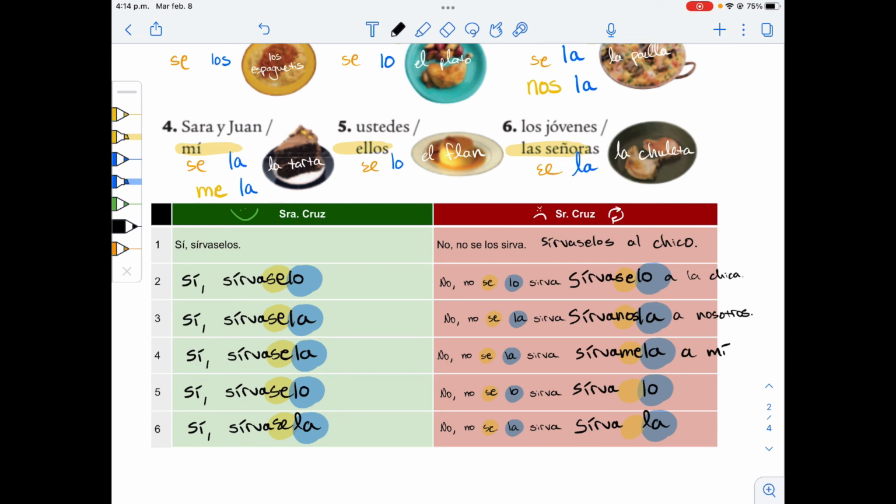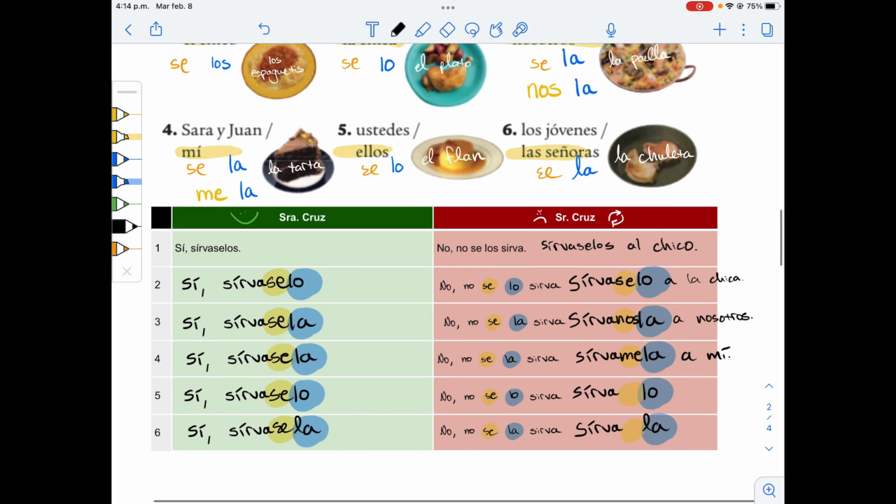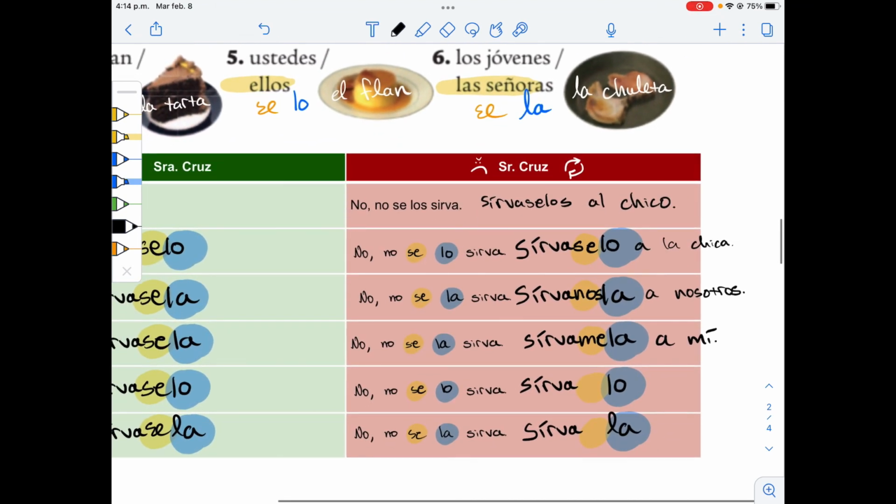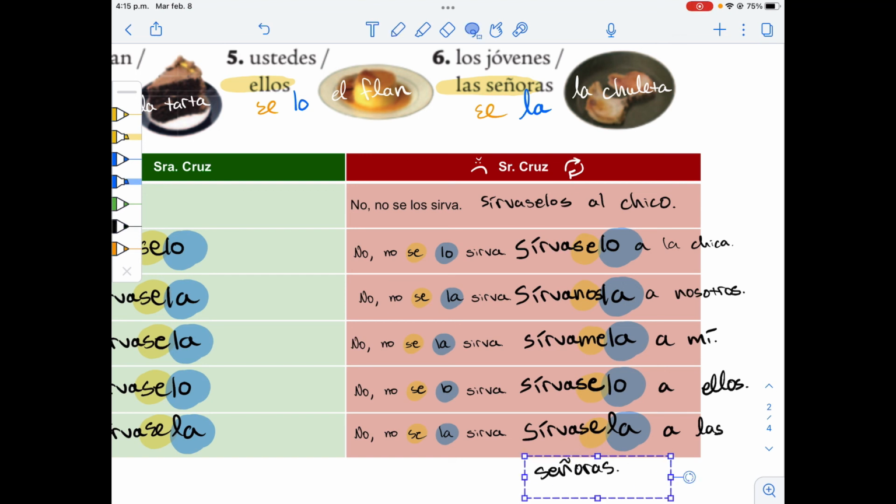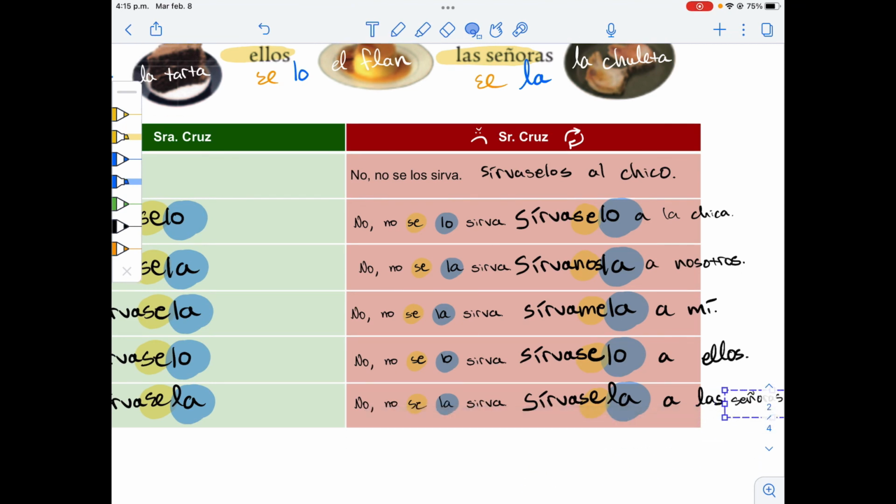Serve me the cake, man after my own heart. Oh, yes. I want cake. Okie dokie. Extra credit for bringing me cake. No se lo sirva. Sírvase lo a ellos. Y finalmente, no se la sirva. Sírvase la a las... oh, it's not going to fit. Las señoras. Boom. Just gonna put that right in there.